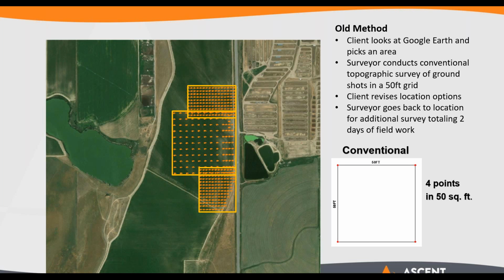So down at the bottom, you'll see just for a quick comparison, conventional method, in a 50-foot square, we're collecting 4 points. So that's 4 points of data. Sounds okay, but let's see what we can actually do.